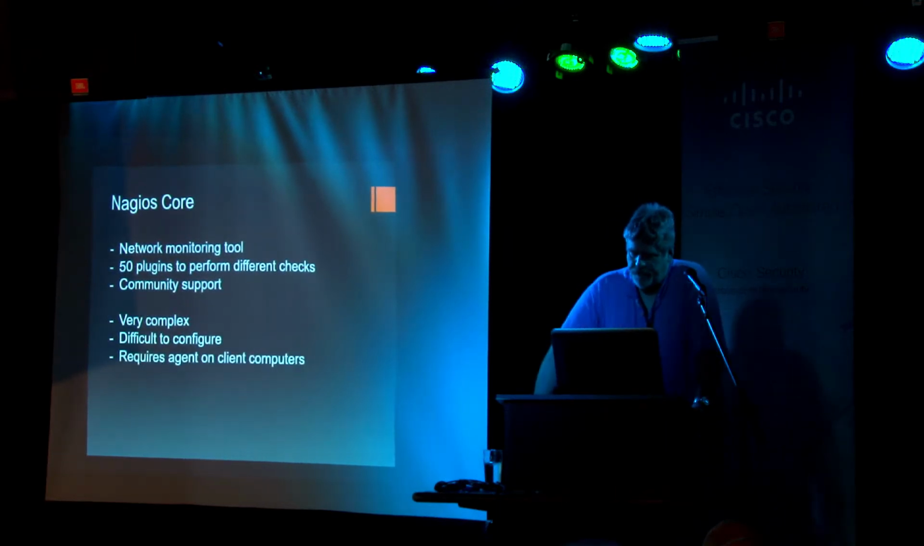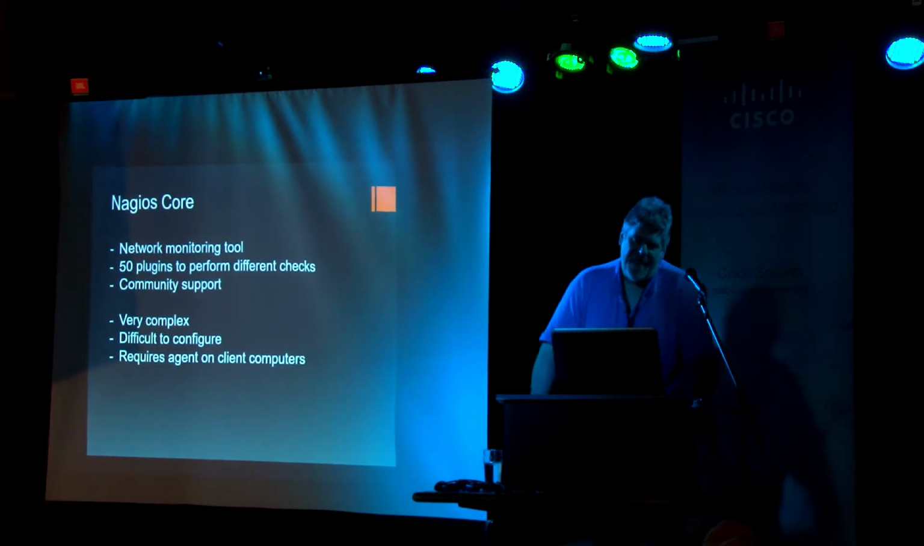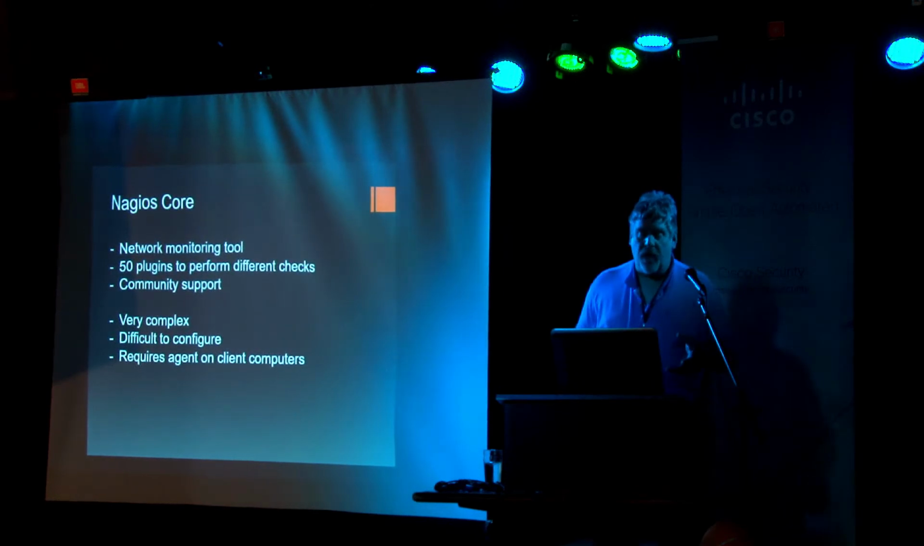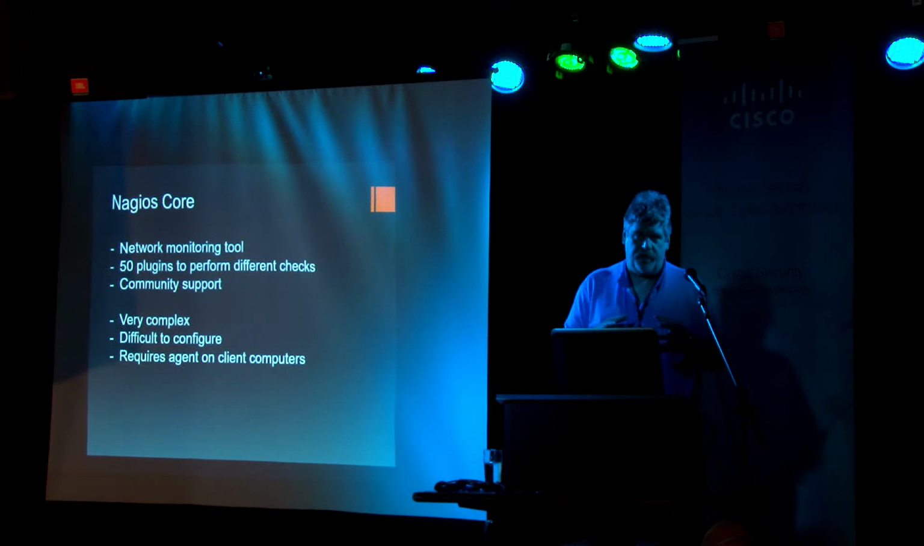Nagios Core is a network monitoring tool. It has 50 plugins that you can use to perform different checks of all the machines on your network. A lot of community support. It is very complex to install and configure, and it does require an agent on the client computers. And by the way, I do have the core running on a Raspberry Pi, if you're one of those people who likes to fit elephants into phone booths.